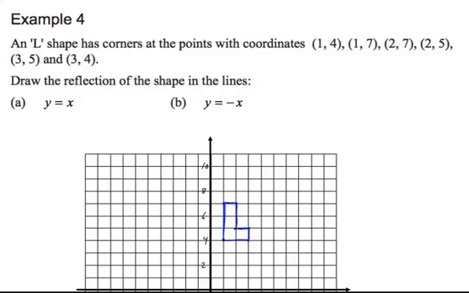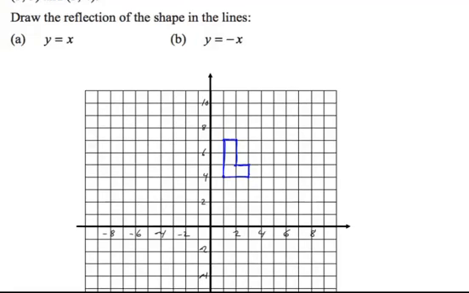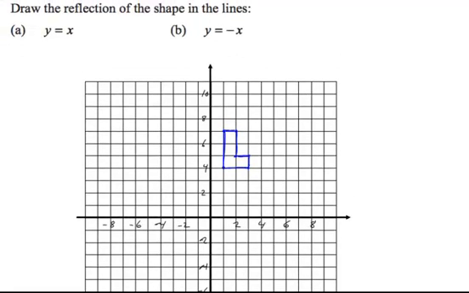Example 4. An L shape has corners at these coordinates, and I've drawn in that shape right here on this graph. And we want to draw the reflection of the shape in these two lines, y equals x and y equals negative x. So we'll start with y equals x.